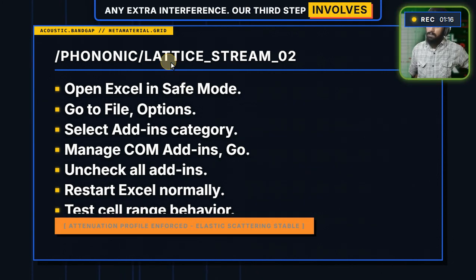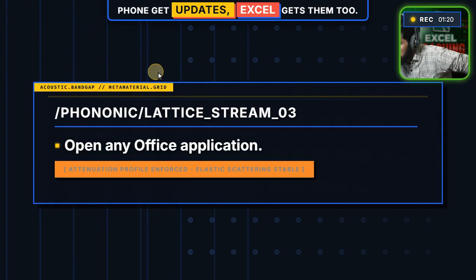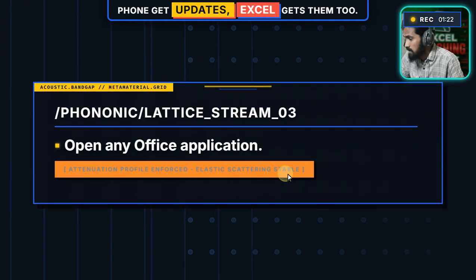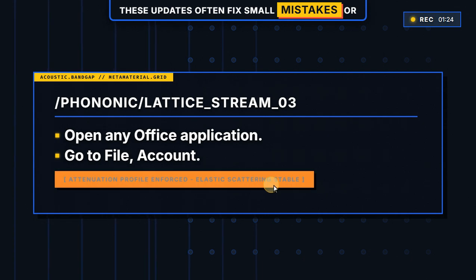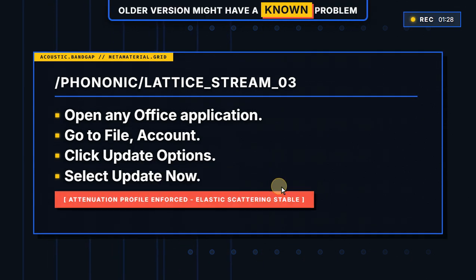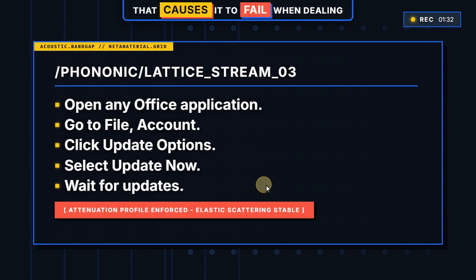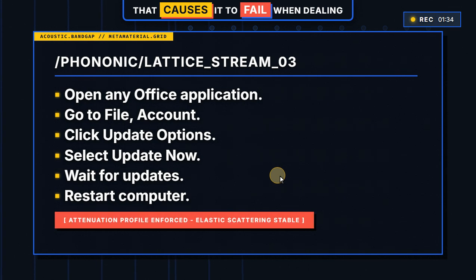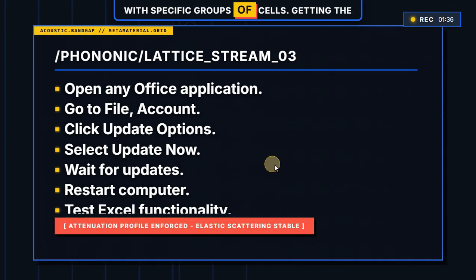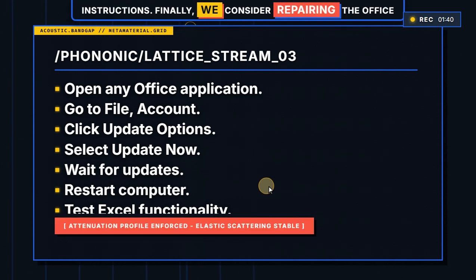Our third step involves updating Excel. Just like apps on your phone get updates, Excel gets them too. These updates often fix small mistakes or bugs that were making Excel crash. An older version might have a known problem that causes it to fail when dealing with specific groups of cells. Getting the latest update gives Excel fresh, more reliable instructions.